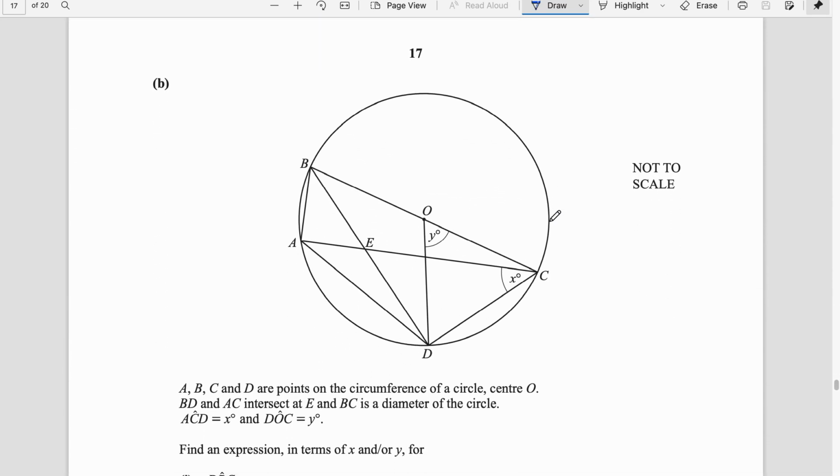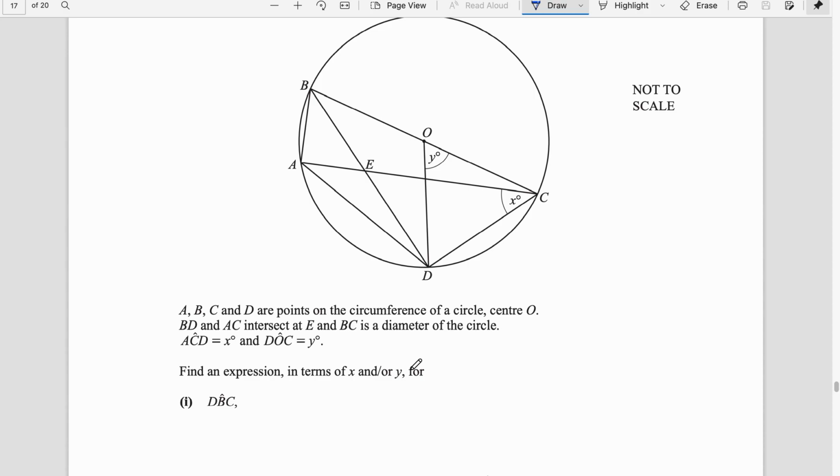Question 9b part. Circles A, B, C, and D are points on the circumference of the circle center O. BD and AC intersect at E. Okay, this is the center, so BD is the diameter. They intersect at E. BC is the diameter of circle. ACD is X. We have this angle. DOC is Y. Find an expression in terms of X and Y for DBC.